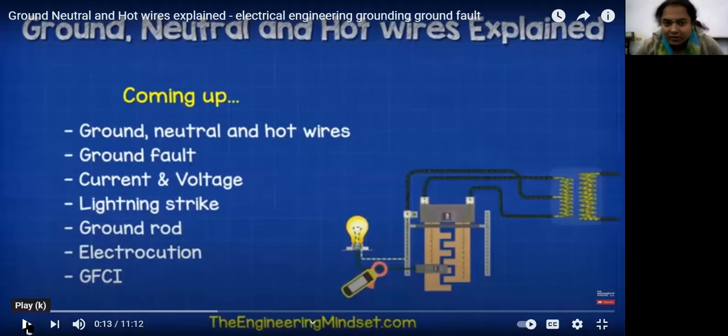Hello all. So in this video we'll be seeing about what are ground, neutral and hot wires, ground fault, current and voltage, lightning strike and ground rod, electrocution and GFCI. Every country has different names for it. And hot wire is nothing but the phase wire. So if you know about neutral and ground, you will understand well in this video.